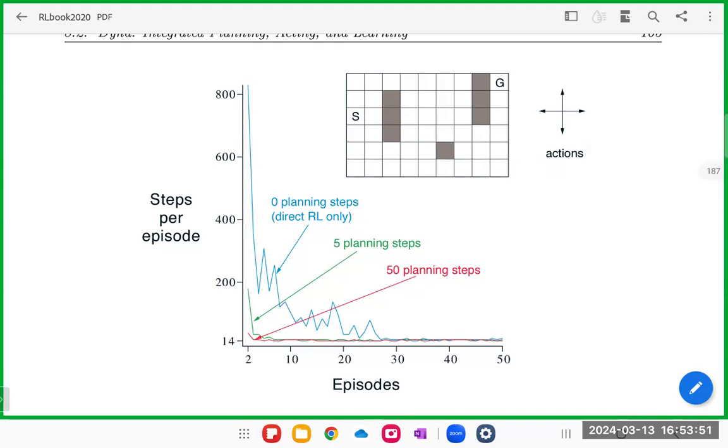The red curve is with 50 simulation steps for every interaction with the actual environment. That's a 1:50 ratio. For every interaction with the environment, you do 50 updates of Q for the simulation. So this is just a quick empirical observation to see that estimating the model and using the simulated experience also to update your Q estimates helps us. Okay, this is about Dyna-Q.